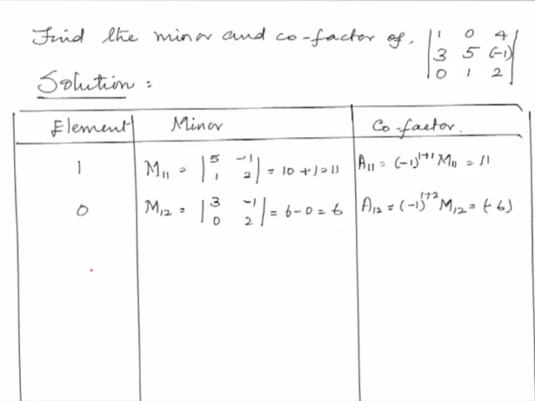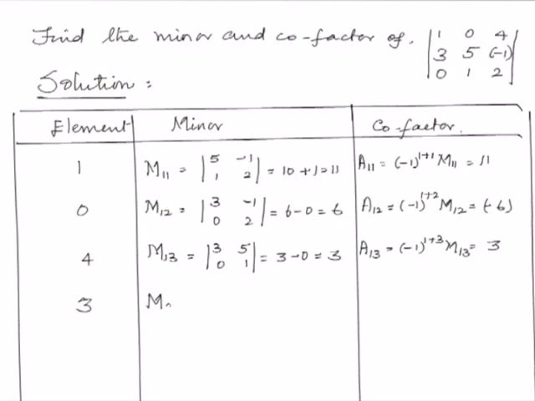The next element is 4. Now again you will forget the corresponding row and the corresponding column. So you are left with 3, 5, 0, 1. That is 3 minus 0, which is equal to 3. Now what is A13? Note that the position is 1, 3. So minus 1 to the power of 4 times the minor. So it is again positive.